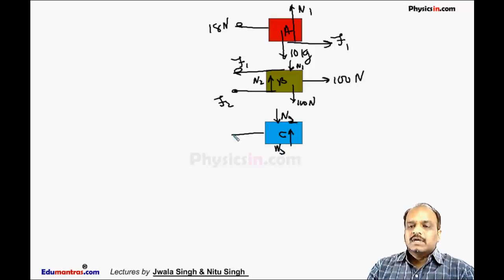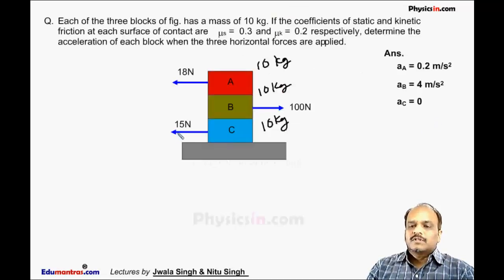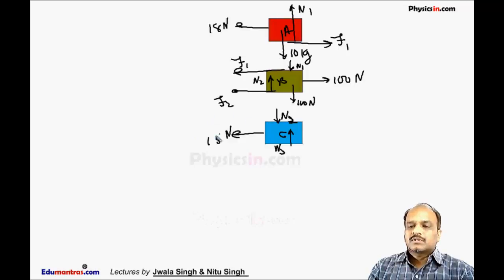The force applied here is 15 Newton. The friction force on block C, F2, is in the forward direction, whereas F3 is in the backward direction. The weight of this third block is also 100 Newton.